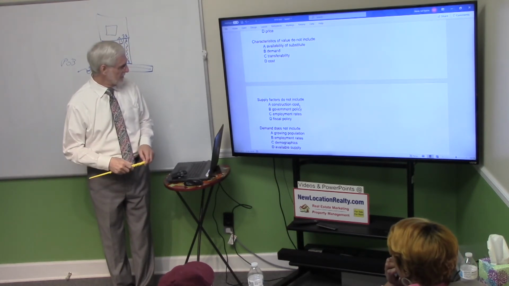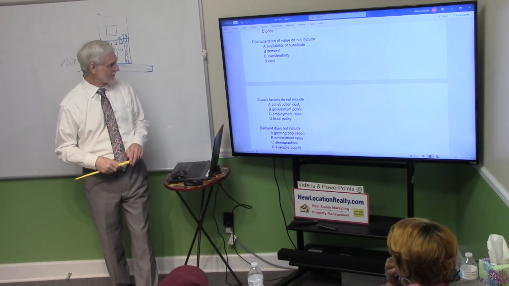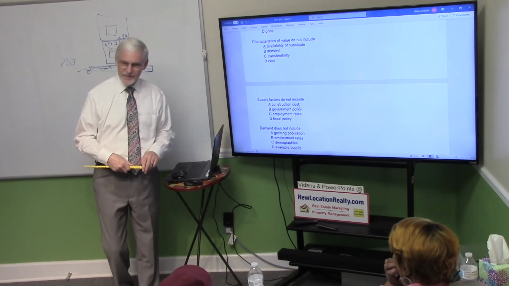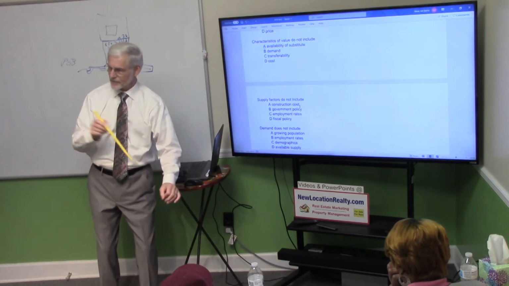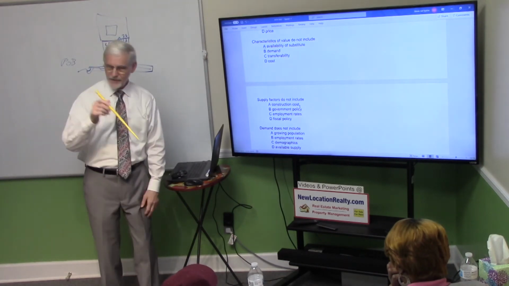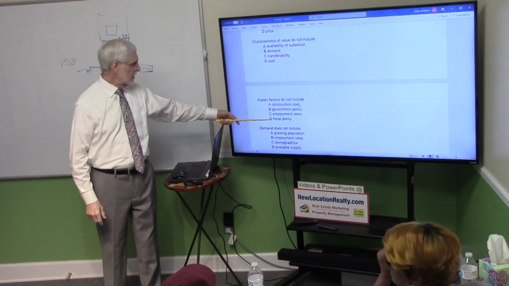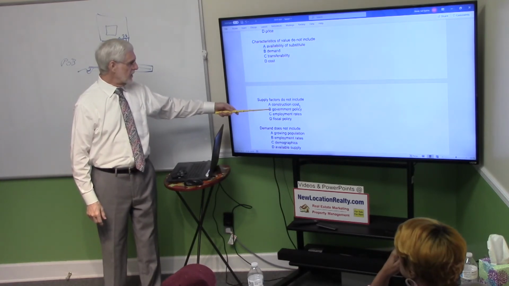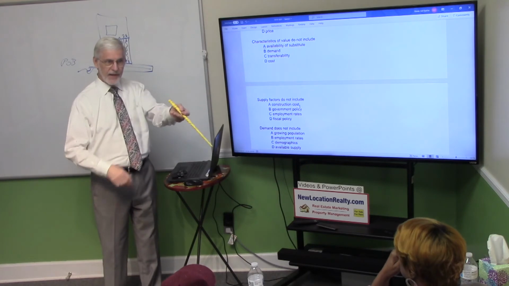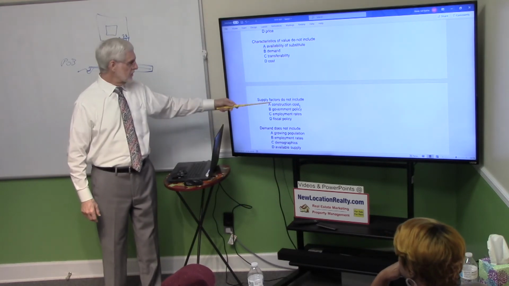No, wait a minute. Supply factors do include fiscal policy. Yeah, they do. Oh, they do? That was the Federal Reserve. The golden nail went through the White House into the Federal Reserve. The Federal Reserve is fiscal policy. The White House is government policy. Right, and then the construction nail, the gold nail, is construction costs.